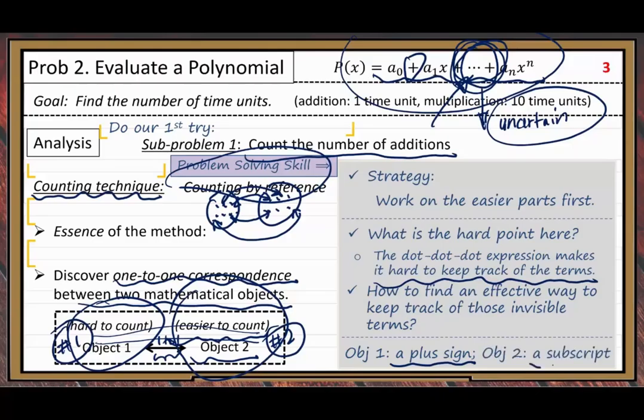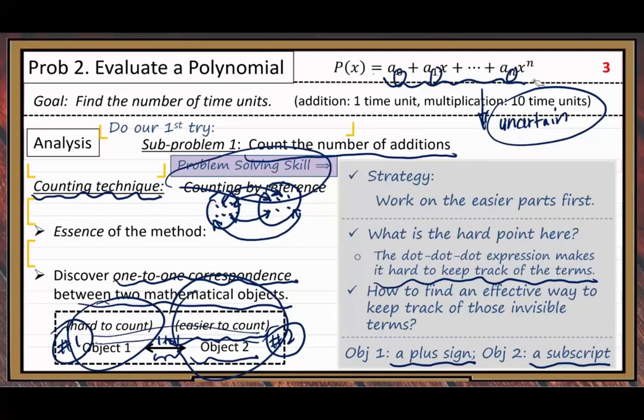Object 2, a subscript. So here, let me erase. Subscript. Okay. For the coefficients, all these a coefficients, there is a subscript, right? Subscript. Then we need to establish some one-to-one correspondence between these two types of objects.